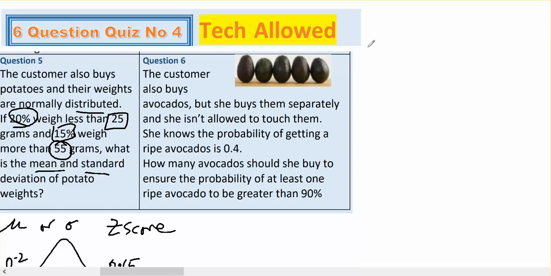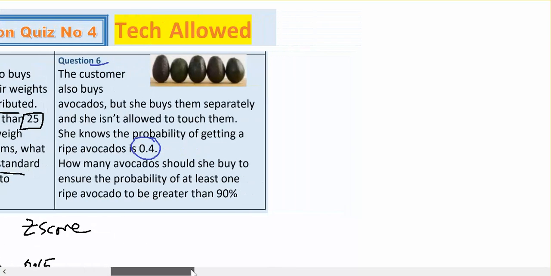This is for mathematical methods. It's the 6th question, quiz number 4, question number 6. The question was, a customer buys avocados separately and isn't allowed to touch them. She knows the probability of getting a ripe avocado is 0.4. How many avocados must she buy to ensure the probability of at least one ripe avocado is greater than 0.9?